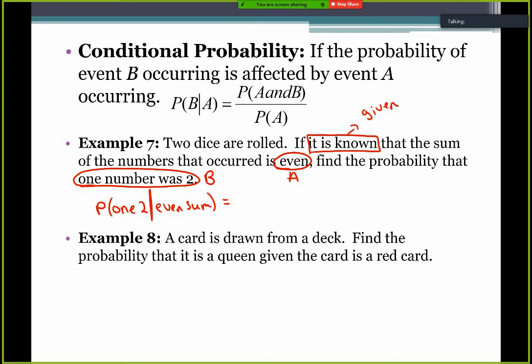So our little formula, we want the probability that both things happen, and we're going to divide by the probability of the thing that we know for sure. We need to take that piece out because we know, hey, this happened. This piece happened. So what we need to do, take a look at our sample space, and we want the probability of an even sum and one of the numbers is a 2.